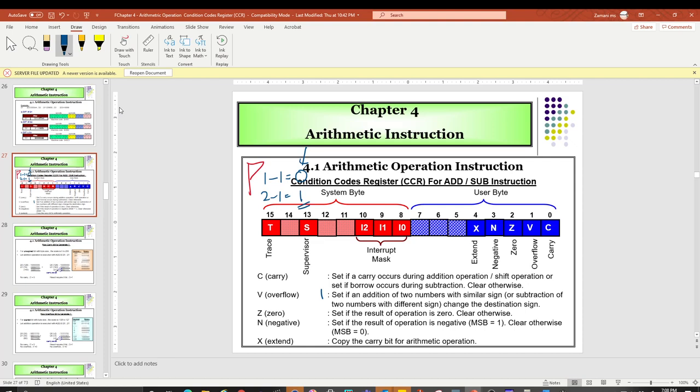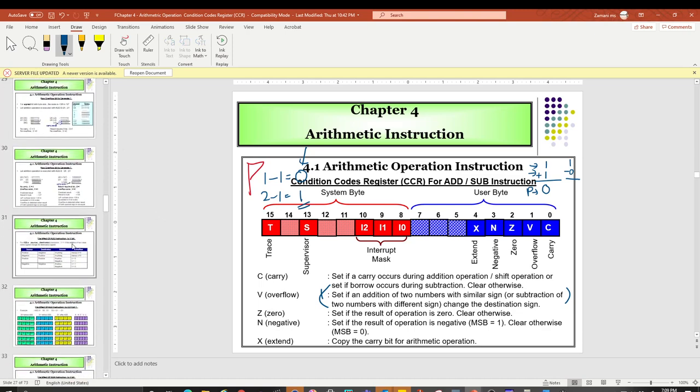Okay, so it means that if you have a signed number, 1 minus 1, the result may be 0. So this is a positive sign, then this is negative. The result now is going to be 0, so this is going to be positive. So the sign is changing. It's set to 1 if an addition of two numbers with similar sign, or subtractions of two numbers with different sign, like 1 0 minus this one, and the result will be different, changing the destination sign. Okay, to make it easier, you have to understand the concept of this table.